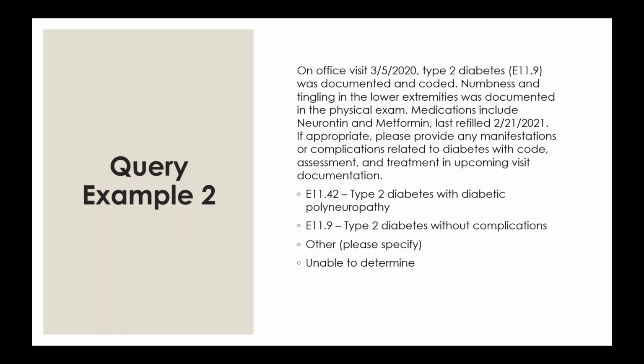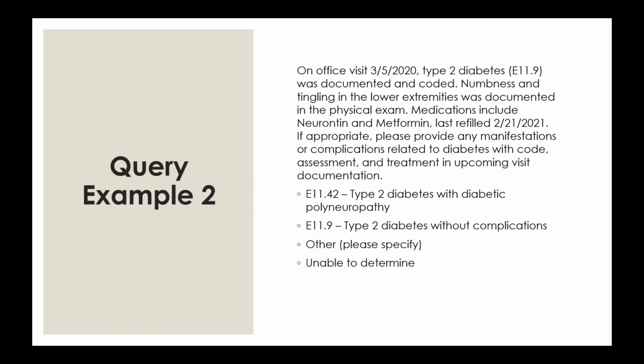On office visit 3/5/2020, type 2 diabetes, E11.9 was documented and coded. Numbness and tingling in the lower extremities was documented in the physical exam. Medications include Neurontin and metformin, last refilled 2/21/21. If appropriate, please provide any manifestations or complications related to diabetes with code, assessment, and treatment, and upcoming documentation.